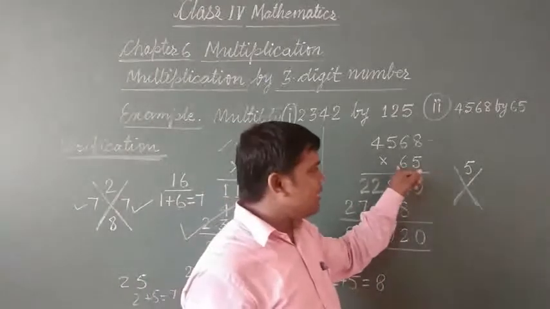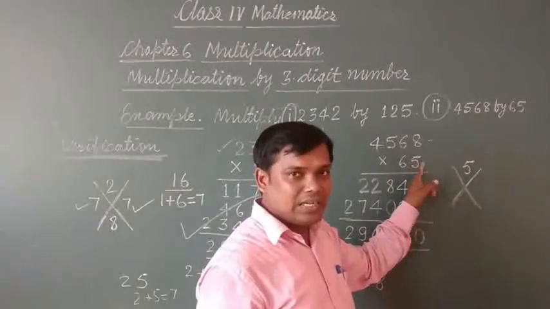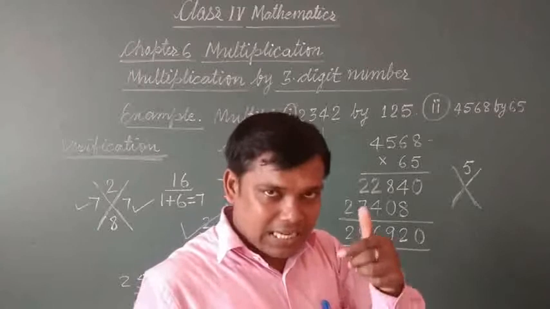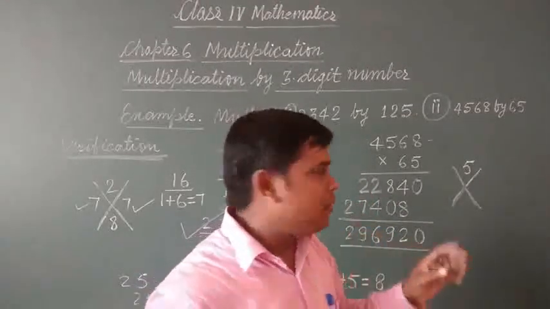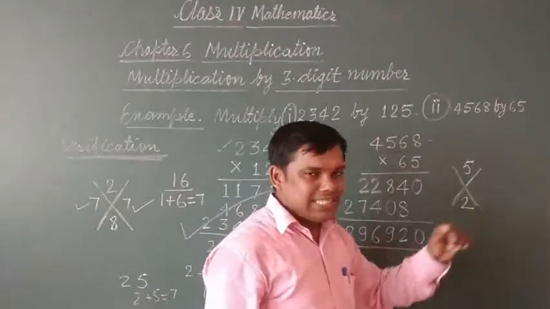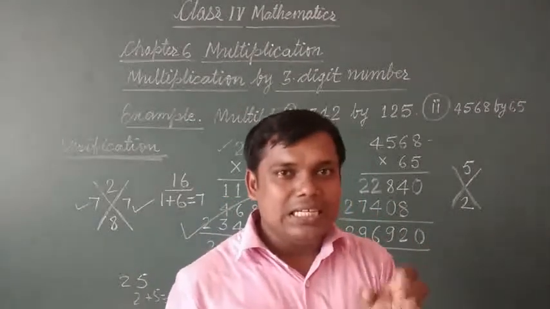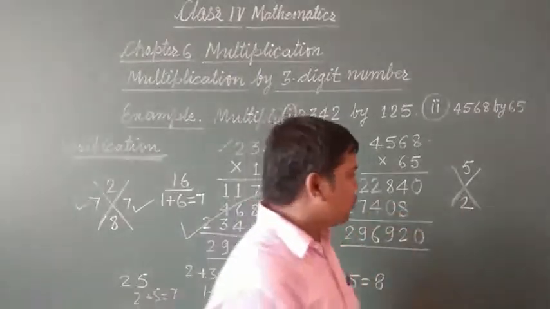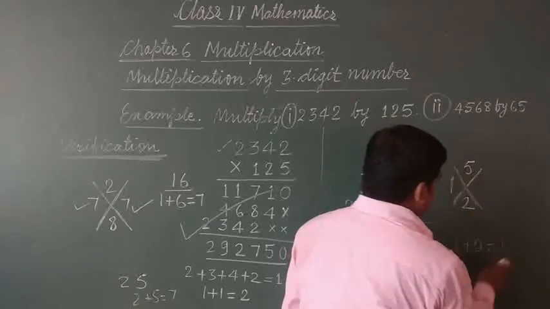Now we will add the digits of the multiplier. 6 plus 5, 11. 11 is a 2-digit number, so we will add the digits of 11. 1 plus 1, 2. Here we will write 2. Now 5 times 2 is 10. 10 is a 2-digit number, so we will add the digits of 10, 1 and 0. The sum will be 1 plus 0, 1. We write it on the left side.